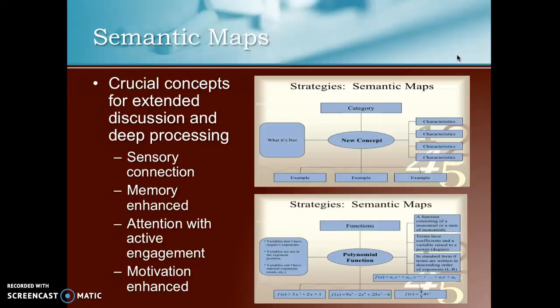Here's a general structure of the semantic map, and also one that's completed with polynomial functions. So it's a great tool that allows students to basically disentangle the information and make specific connections between the words and the definitions.